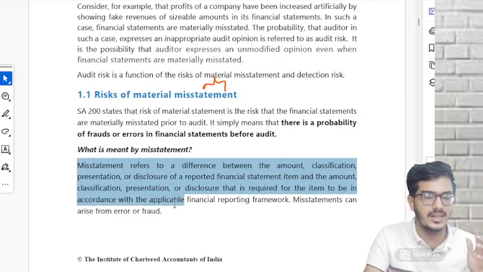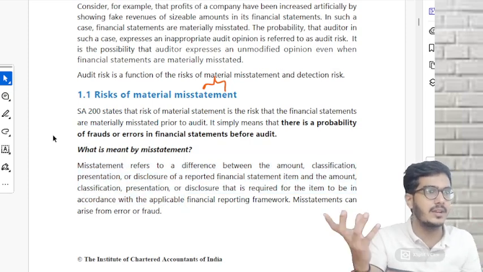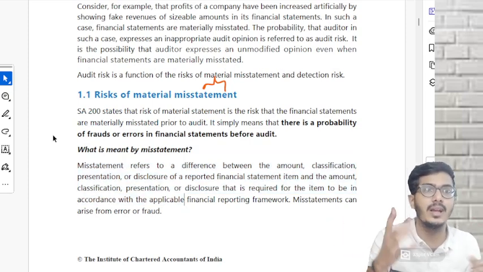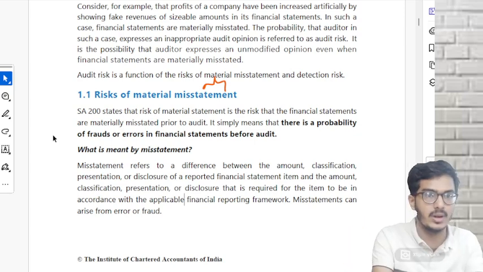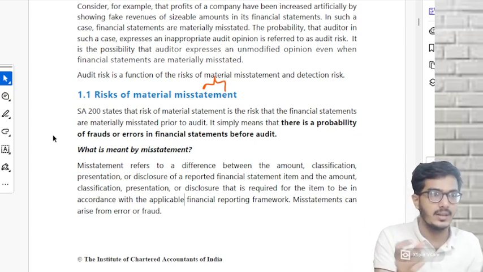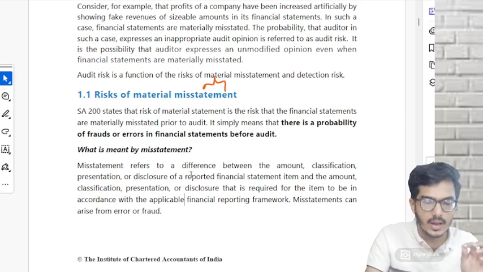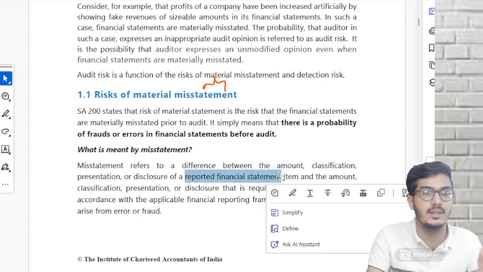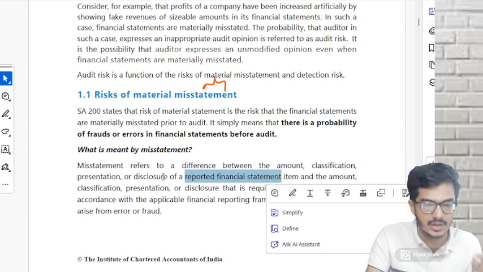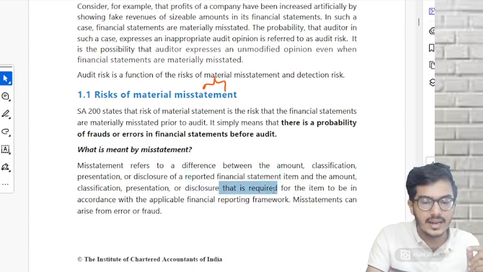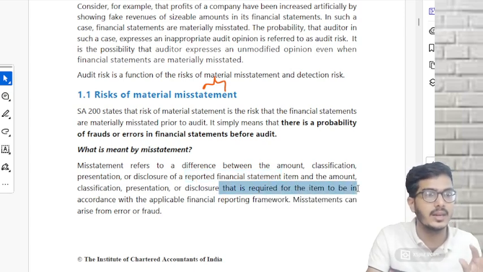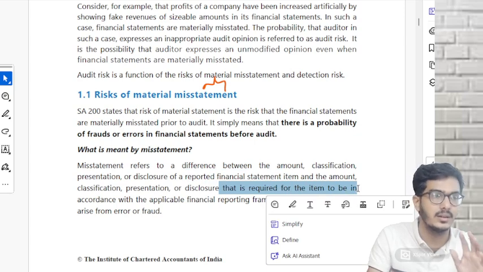What is the meaning of misstatements? First, explaining it in layman's language: the difference between actual and standard. Now what the standards say: it is the difference between the amount, the classification, or the disclosure of a reported financial statement item, which is nothing but the actual. You can underline and write actual. The reported financial statement is the actual, and what is required for the item to be in accordance with IFRS is the standard.